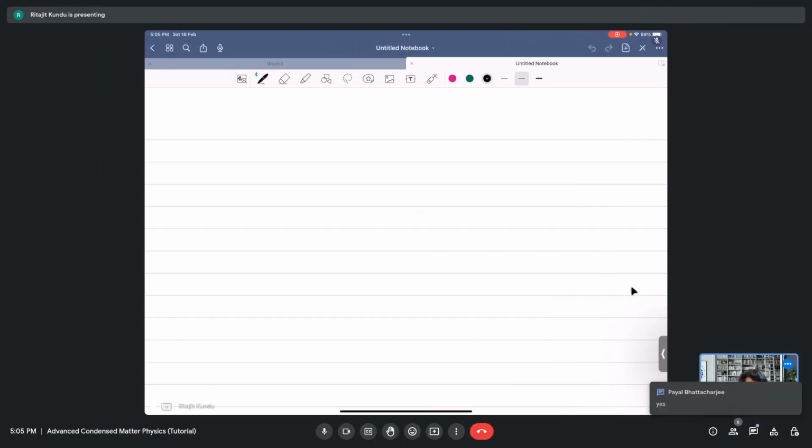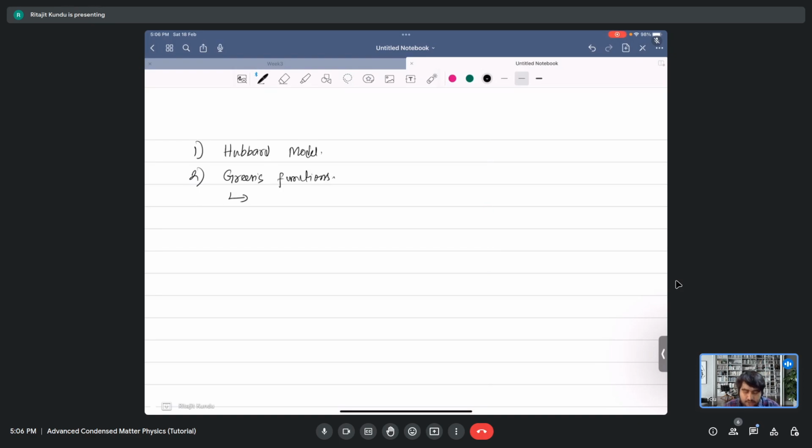So today I wanted to talk about some things which we started last time. So the Hubbard model, some physics of the Hubbard model, and then we'll talk about some Green's functions, so that you will get some practice of writing out diagrams. If you are given a Feynman diagram, how do you write the expression for that particular diagram?